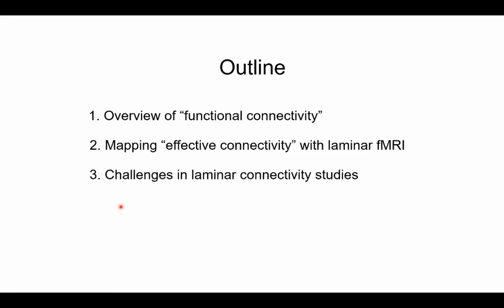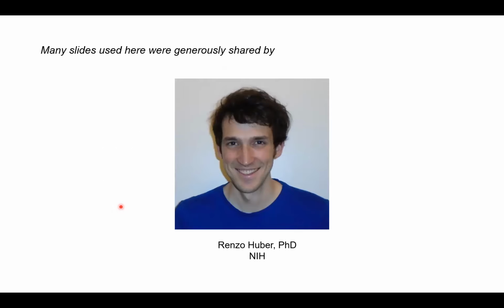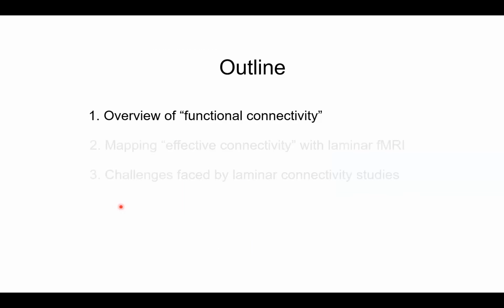First, I want to bring everyone onto the same page about the definition of functional connectivity, and then we'll go into details with the theory and a few examples of how people do exciting exploratory analysis of effective connectivity with laminar fMRI. Finally, I will highlight some challenges, particularly for laminar connectivity analysis. I first want to especially acknowledge Renzo Huber, who shared with me lots of the slides for this laminar connectivity analysis.